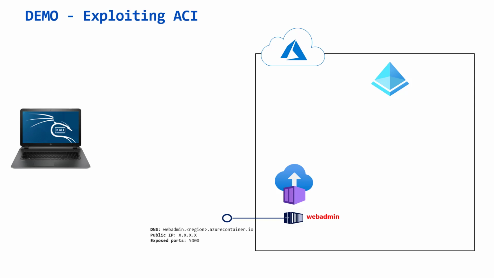So ACI stands for Azure Container Instance. Microsoft describes it as the easiest service to use to run container images in Azure. So here's an example of what I'll be showing you.